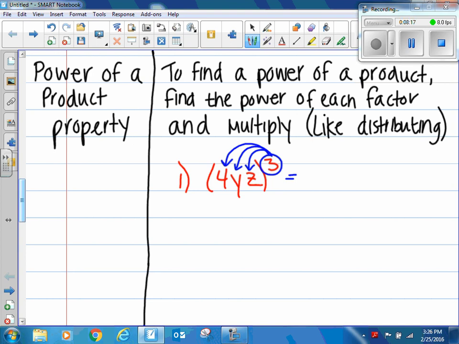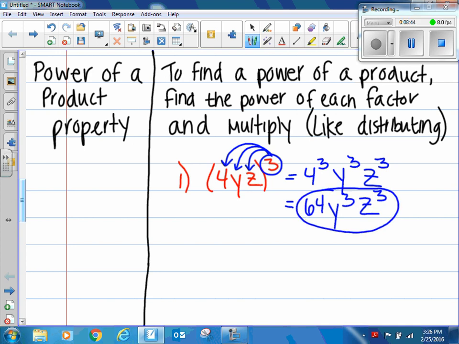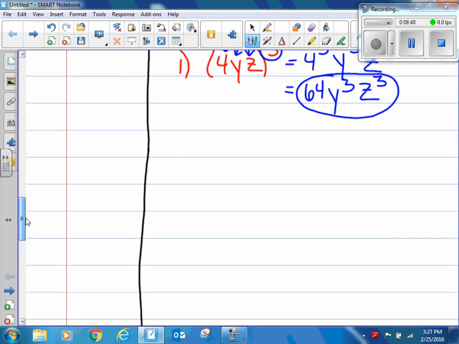So this is what's going to happen. I'm going to go 4 to the 3rd, y to the 3rd, and z to the 3rd. Now I know that I can simplify this a little bit further, and that being this 4 to the 3rd. So 4 to the 3rd is actually 64. So this will simplify to 64, y to the 3rd, z to the 3rd. And that is my simplified answer. Okay. Look at a couple more examples.